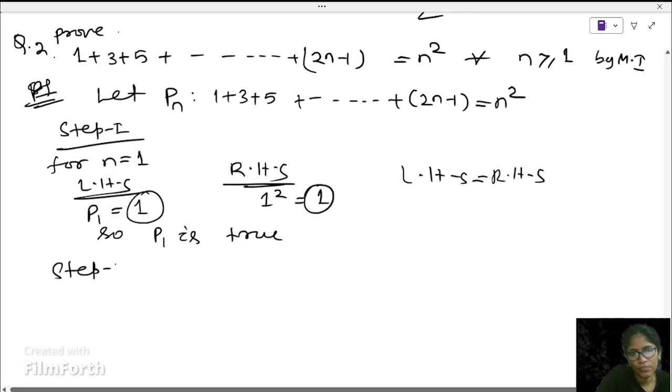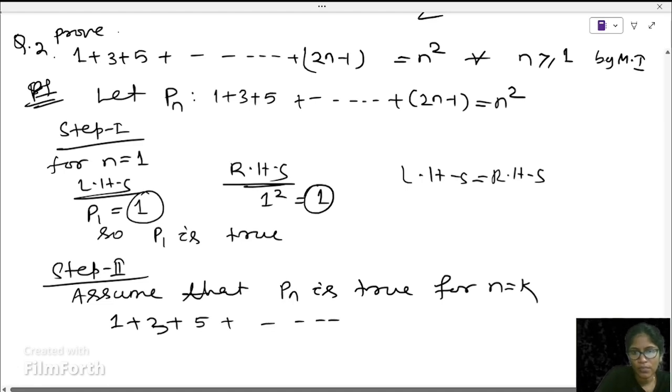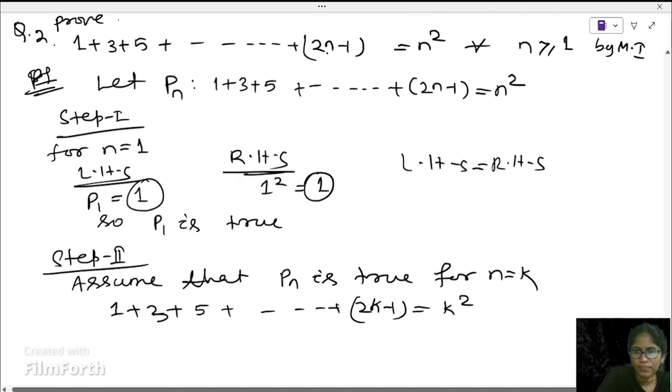Step 2: assume that Pn is true for n is equal to k. That means 1 plus 3 plus 5 plus up to 2n minus 1, putting n equal to k, that means here we will put k, is equal to k square.